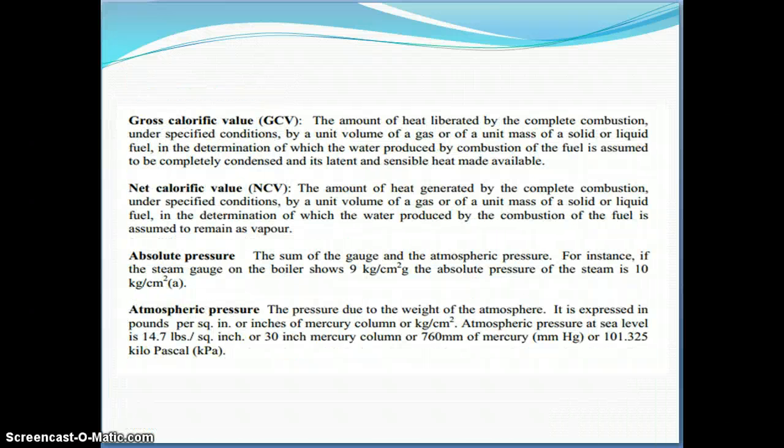We have gross calorific value also, net calorific value, absolute pressure, and atmospheric pressure. These are the important terms associated with boiler operation, boiler performance analysis rather. Calorific value is the amount of heat liberated by the combustion of the fuel, assuming that the steam is completely condensed and the sensible heat is made available, whereas for net calorific value, we assume that the water produced by the combustion of the fuel remains completely in vapor form.